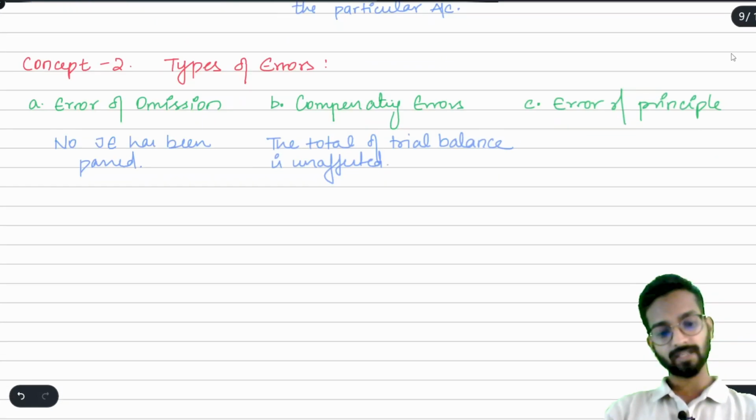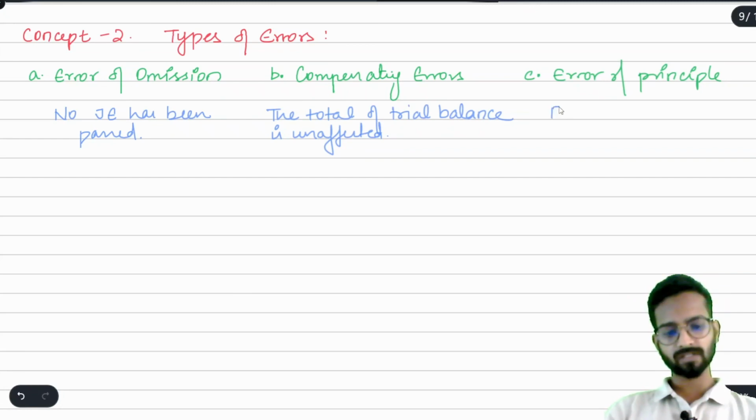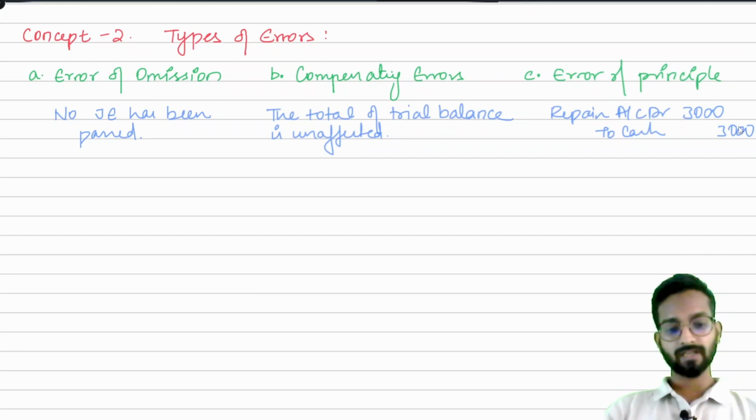See, if I tell you that we repaired our machinery and we have paid 3,000 rupees. So what should be the journal entry? You will say, sir, journal entry should be repairs account debit to cash. Simple, it will be 3,000, 3,000. Now understand, repairs to cash 3,000 is the correct journal entry, but by mistake what we have written? We have written machinery account debit to cash 3,000 and 3,000.